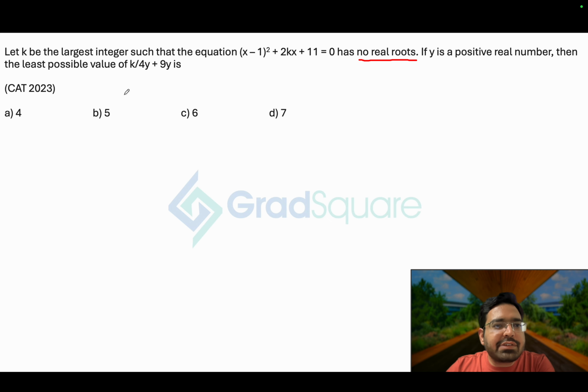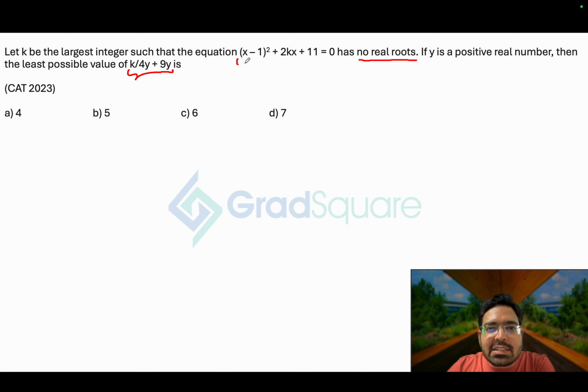If y is a positive real number, then the least possible value of this expression is what they're asking you. So you are looking at the value of k first from this particular equation, and then looking at the next set of values, which is k by 4y plus 9y. This is a question coming from CAT 2023 paper. Let's have a look at this.